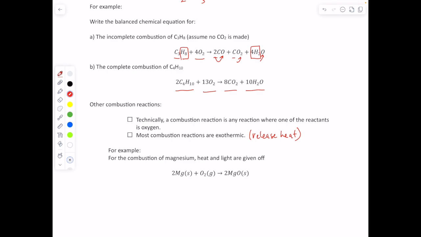For example, we have the combustion of magnesium. Magnesium metal reacts with oxygen to produce magnesium oxide plus a lot of heat.